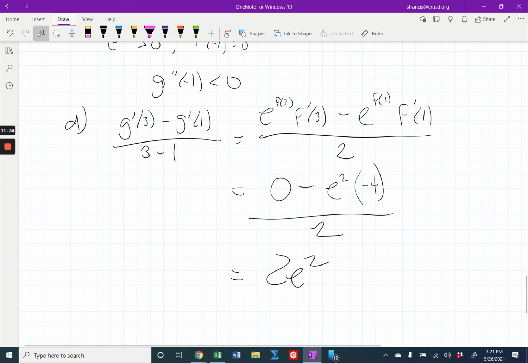f prime of 3, they told us that's 0. It's in the graph. So I don't care that I can't calculate f of 3, e to the power of f of 3, because f prime of 3 here is 0. So this being 0 means the whole product is going to become 0. We know f of 1 is 2. They told us that, so I get e squared here. f prime of 1 is negative 4. They told us that. And then just do the arithmetic if you want.